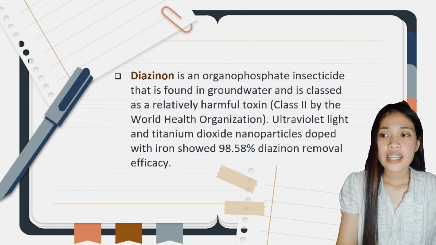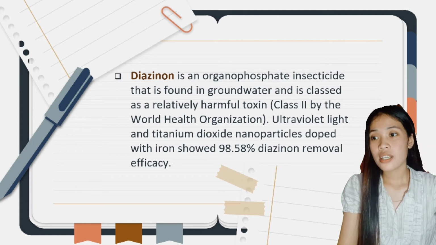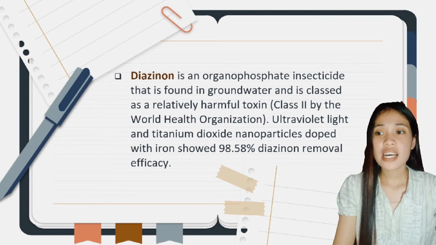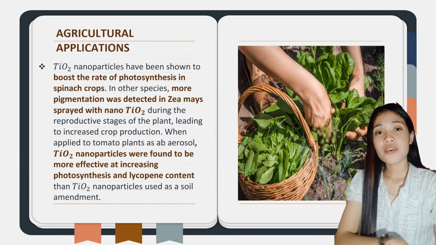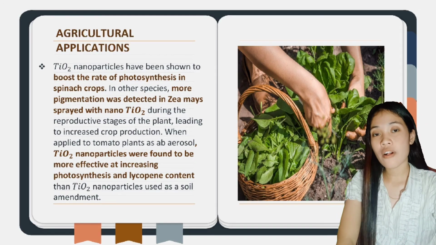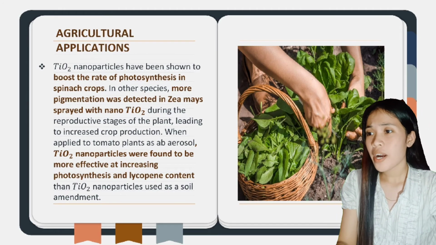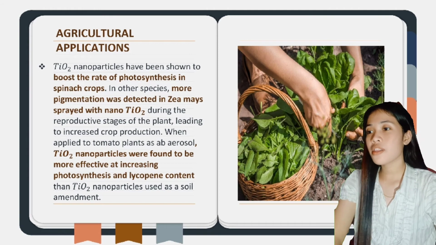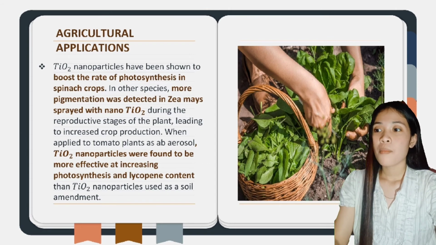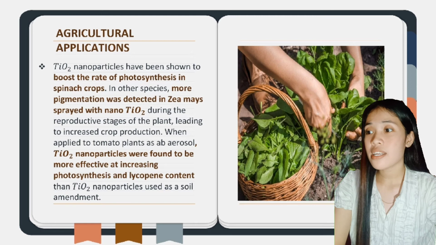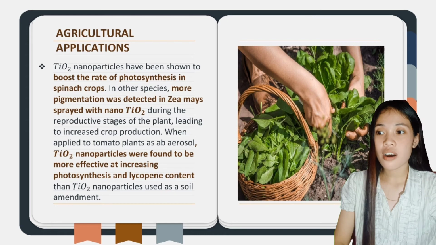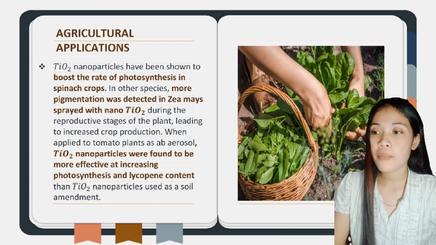When ultraviolet light and titanium dioxide nanoparticles doped with iron were used, it showed 98.58% diazinon removal efficacy. And of course, titanium dioxide nanoparticles won't be absent in agricultural fields. So TiO2 nanoparticles have been shown to boost the rate of photosynthesis in spinach crops. In other species, more pigmentation was detected in ZMAs sprayed with nano TiO2 during the reproductive stages of the plant, leading to increased crop production.